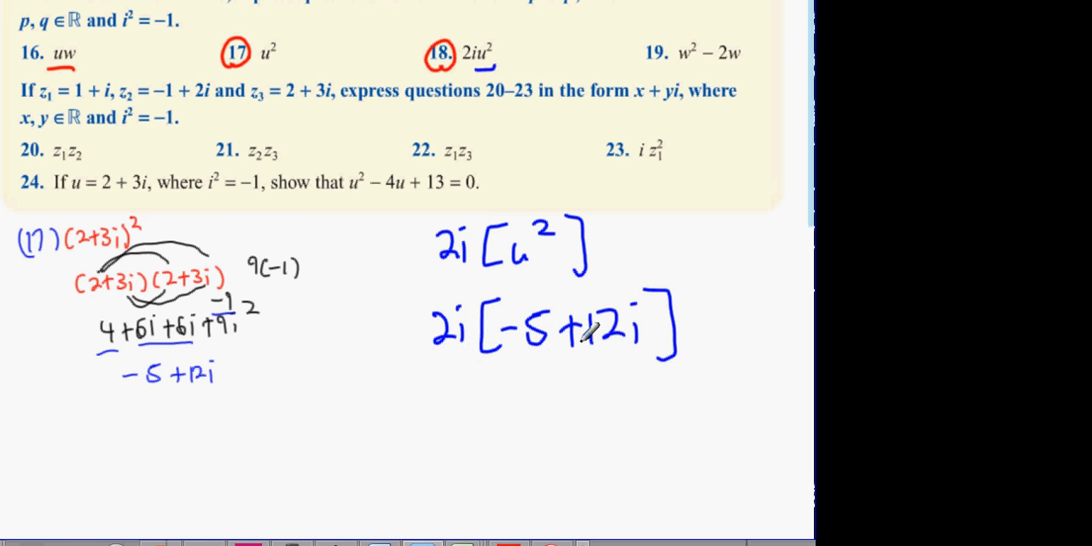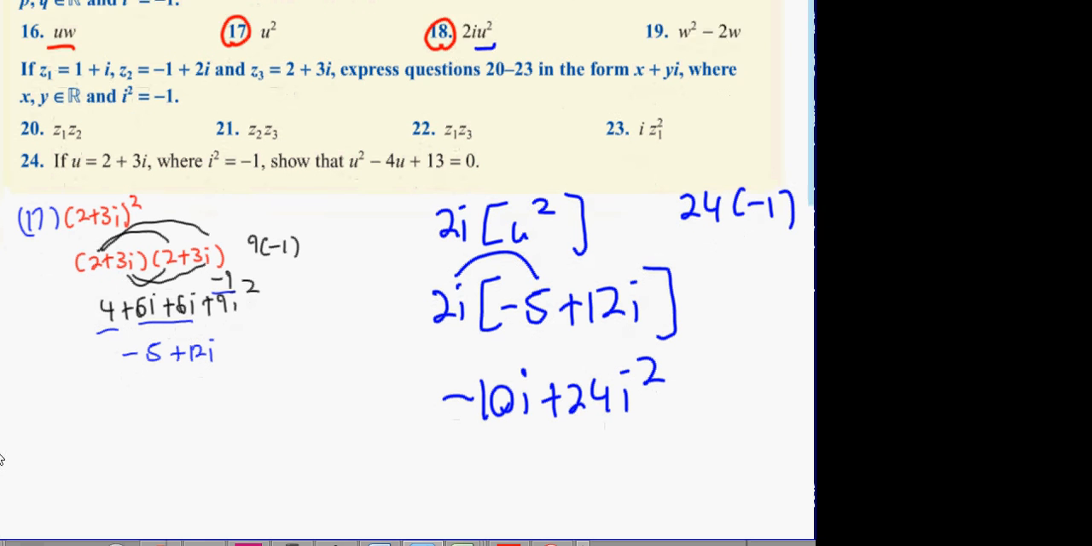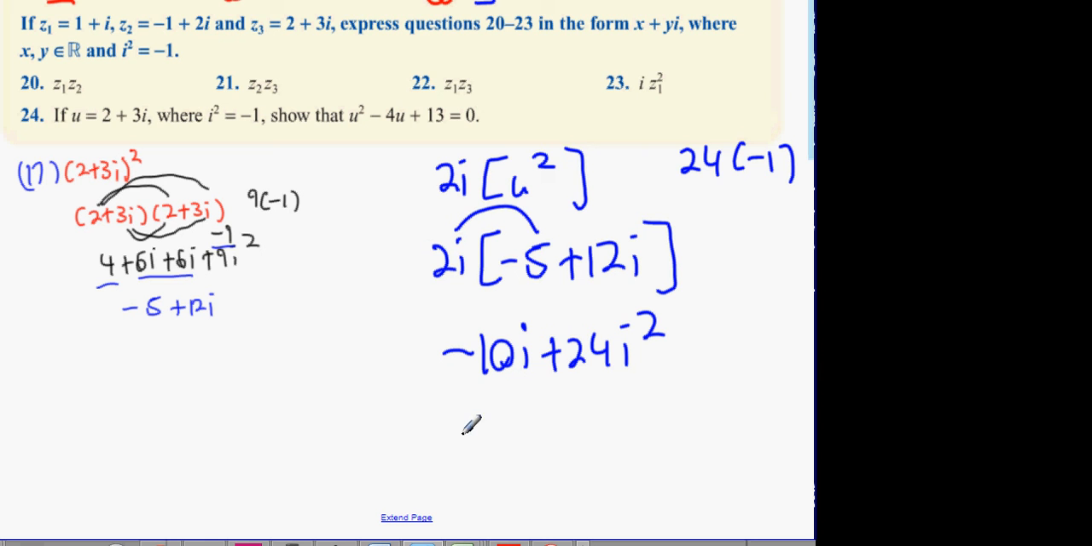So now you multiply it in. 2i times minus 5, minus 10i. 2i multiplied by 12i is 24i squared. Then the i squared turns into minus 1. So it's 24 times minus 1, which gets you minus 24. So it's going to be minus 10i minus 24.